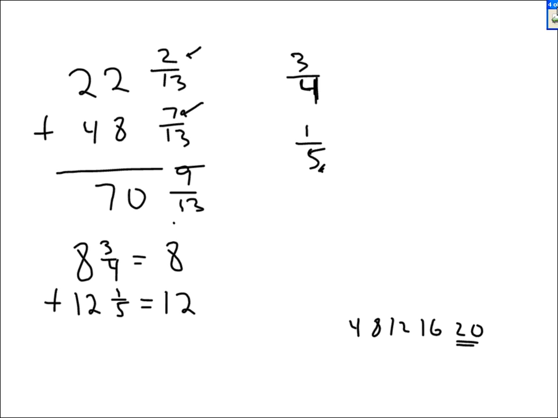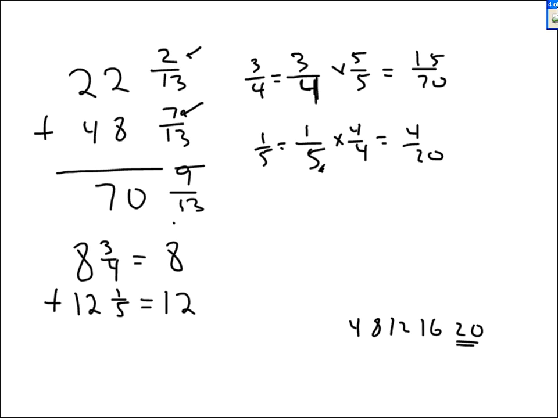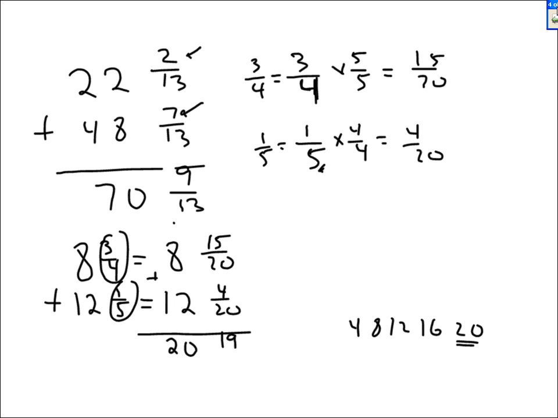There it is, 20. I multiply top and bottom by 5. I get 15/20. Multiply by 4/4. I get 4/20. 1/5 is 4/20. 3/4 is 15/20. 3/4 is the same as 15/20, and 1/5 is the same as 4/20. Add them, it's 20 and 19/20. There's the answer.